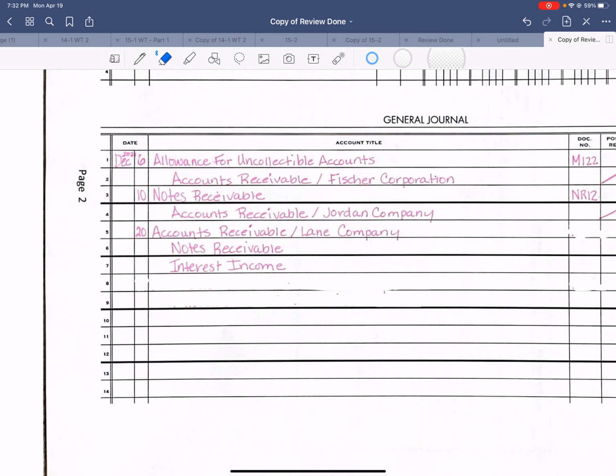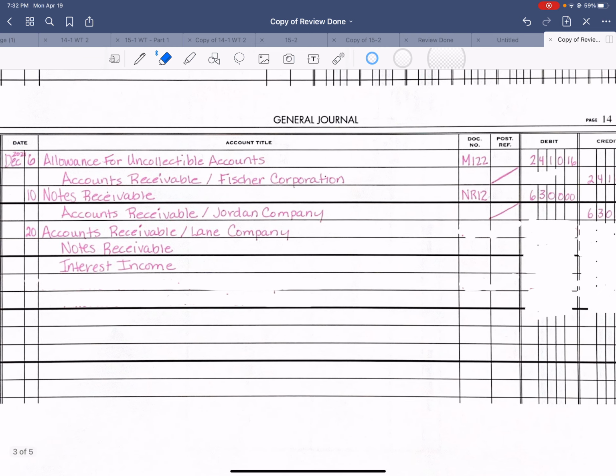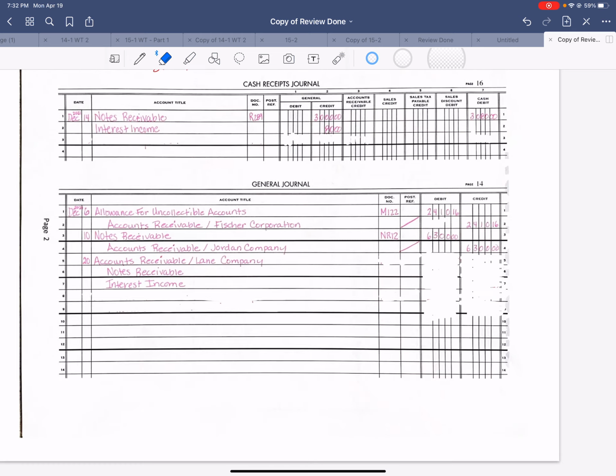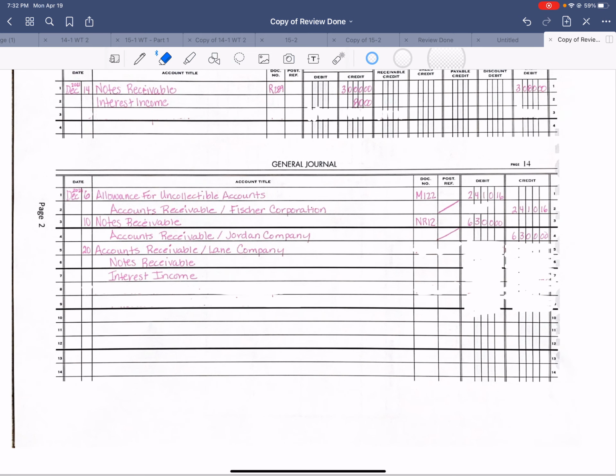So again, once they dishonor the note, it has to go back into the accounts receivable. So the amount of the note, it says in your problem that it is $4,000. So notes receivable has to be credited for $4,000. Okay, again, to figure out your interest, we need to take the principal times the rate times, it's a 90-day note out of 360 days in a year, and we'll come up with $60 interest.